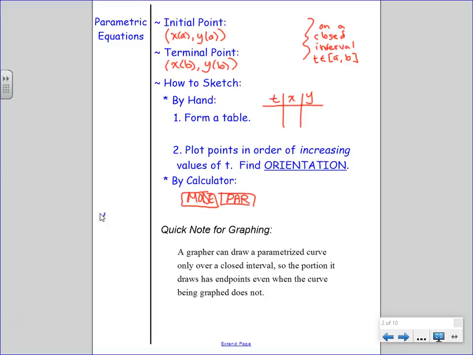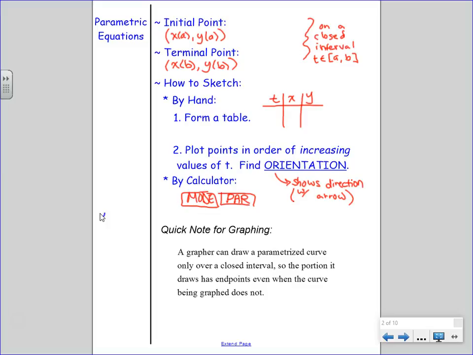We talked about tables. You have that. You're going to need to choose t values, and then you're going to find x and y values by plugging in. Orientation shows the direction that the particle moves, because this is used in particle motion a lot, or maybe not even just particles, but motion in general. It shows the direction of the movement along the path or the plane curve with arrows, like you just saw me do.